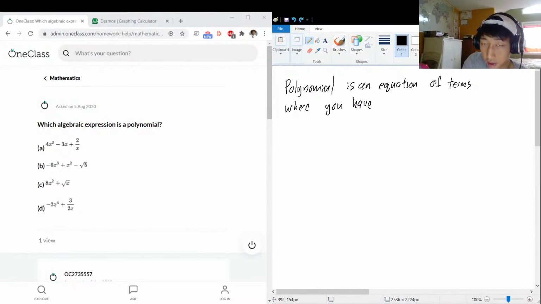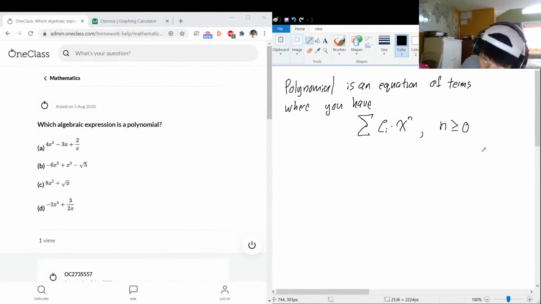Let's actually write that on a different line so it's just a little bit clearer. Where you have a constant or a coefficient multiplied by x to the power of some n, and you add them all up. This sigma represents a summation. And n has to be greater than or equal to 0, meaning that you're not allowed to have negative powers for n in your polynomial. That's going to be the main thing that we can use to disqualify some of these things in here.